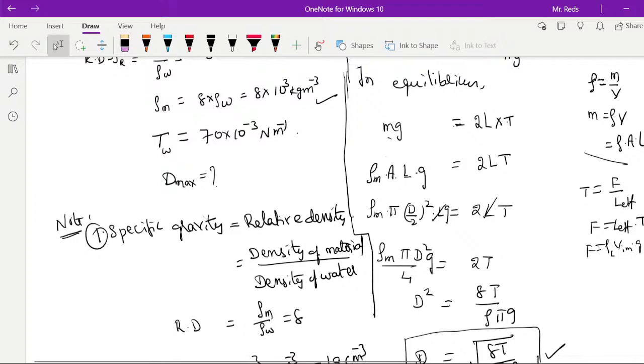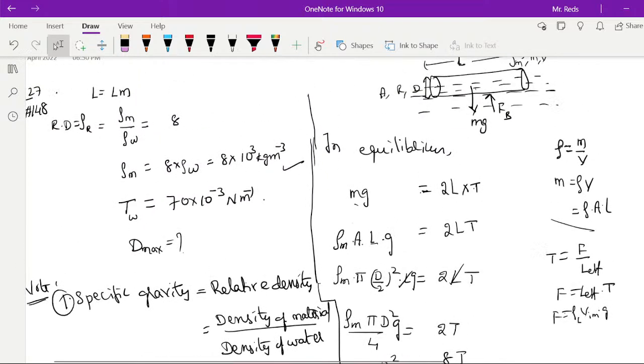So to find the maximum diameter when it is floating in equilibrium, you have to say that the weight is balanced by the surface tension force. Because it is floating on water, water exerts a surface tension force. That surface tension force will act on both sides. This side is considered as one free edge, and the other side is considered as another free edge.